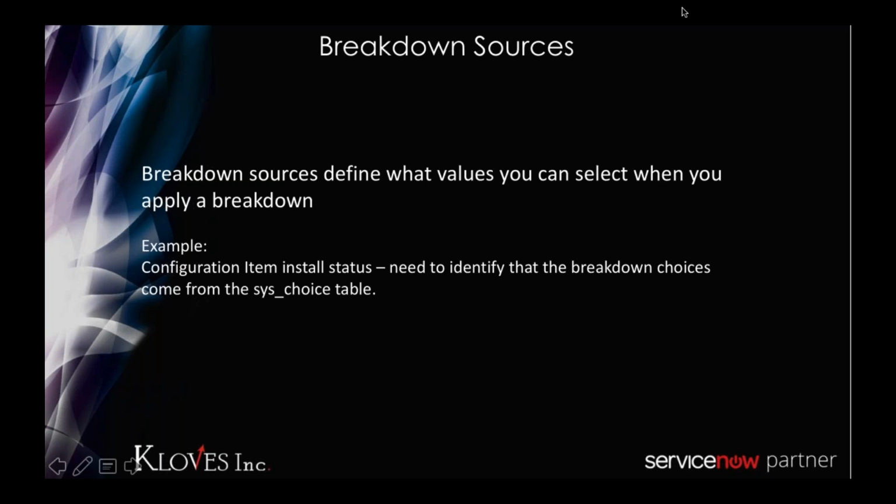So then we have our breakdown sources. These breakdown sources define what values you can select when you apply a breakdown. For example, a configuration item install status could be a breakdown source. And we need to identify that the breakdown choices come from the sys choice table. So we're basically saying even though the install status is mentioned at the CI level, we need to identify the choices that are available, which comes from that sys choice table. And that's what our breakdown source is.